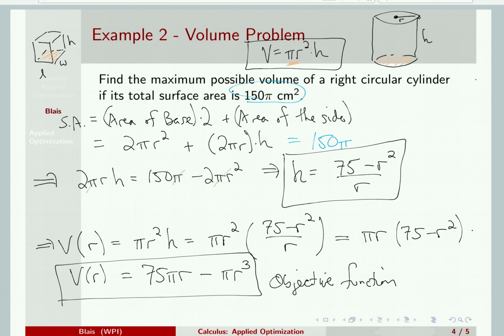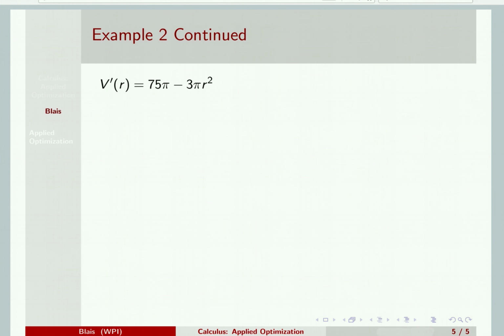We then take its derivative with respect to r. We get, for the first term, 75 pi, and then we get minus 3 pi r squared. So we have our derivative, and now we move to the optimization phase.